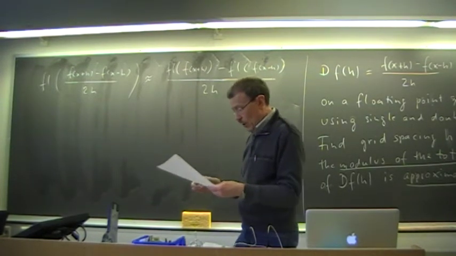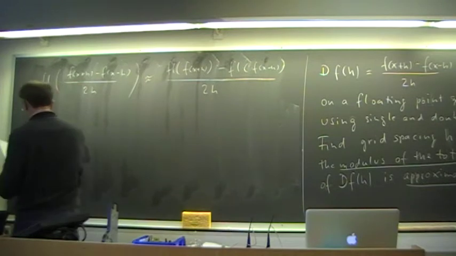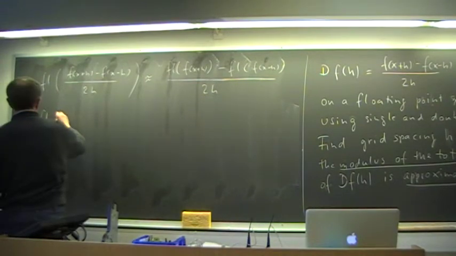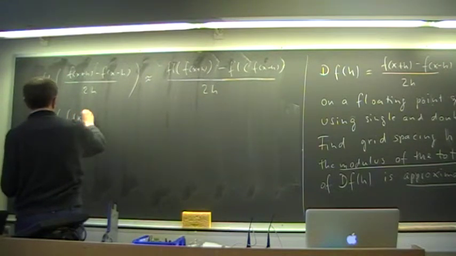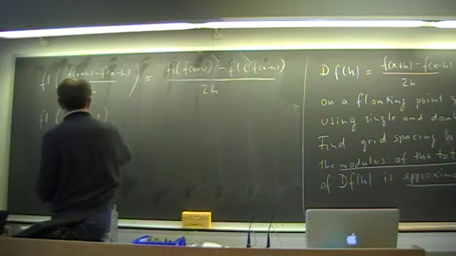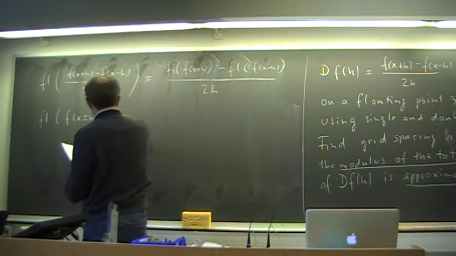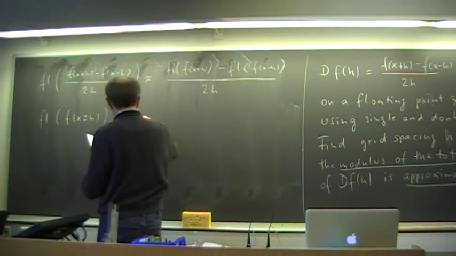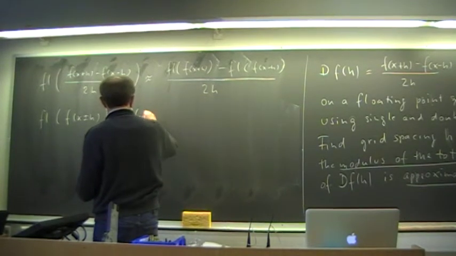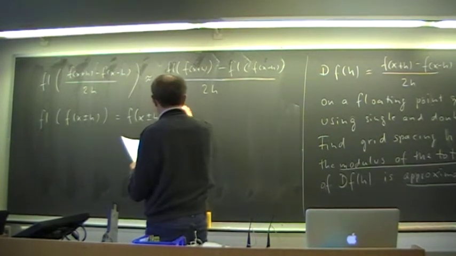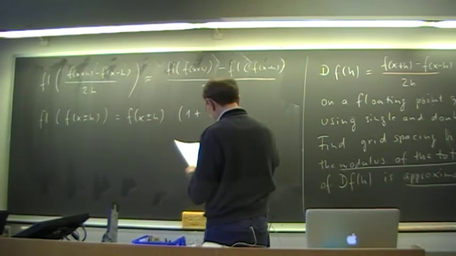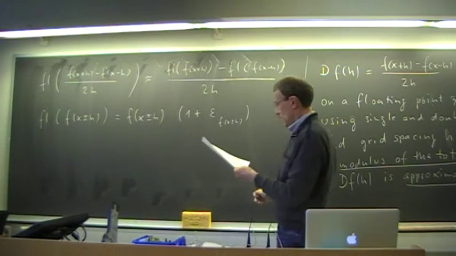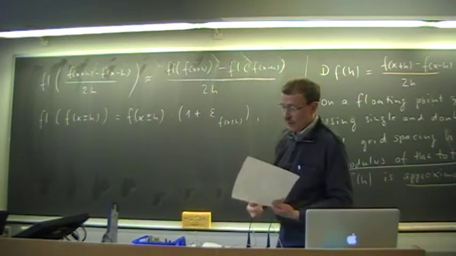And then we note that we can write the floating point representation of, say, this function f of x plus or minus h as the correct representation f of x plus or minus h times 1 plus the relative error. That is the relative error of f of x plus or minus h. So that is just another way of expressing things.